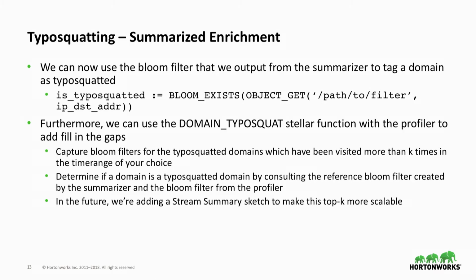And furthermore, now that we have that Bloom filter, we can interact with the profiler, which is also going to be capturing summaries of domains that were visited more than k times in the time range of your choice. The idea being, if I'm visiting this domain several times, or if multiple people are visiting a given domain several times, then it's likely a legitimate domain, right? So if you union those two Bloom filters together, and then ask of that unioned data source, you get a very robust solution that works well with reference data along with the data that flows by that is happening right now. So it's a more complete solution.